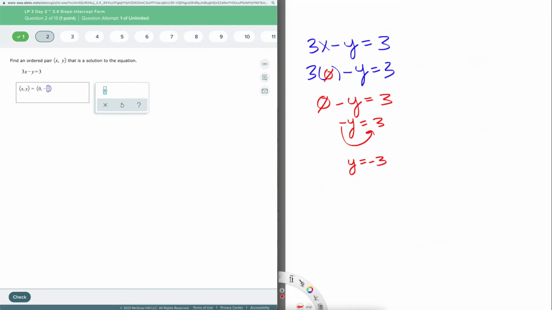This is not the only solution to this question. In fact, there is an infinite number of solutions to this question because I can pick any number I would like to plug in for x. There is no limit here. All right.